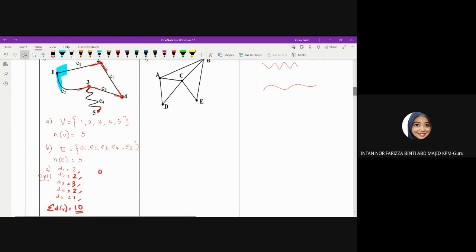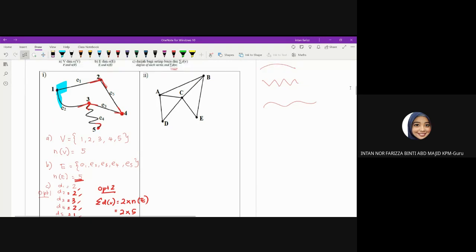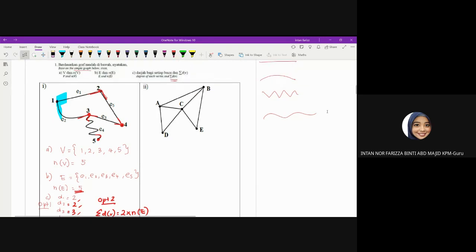Option number 2, if you don't like using this listing method, you can use the formula. Summation of degree of the vertices will be, this is the formula, 2 times the number of edges. Number of edges is how many lines you have. We have 5 lines, right? So you write here 5. Answer is 10. See, you get the same answer but with a different method of solving it. So that's how you do question number 1.